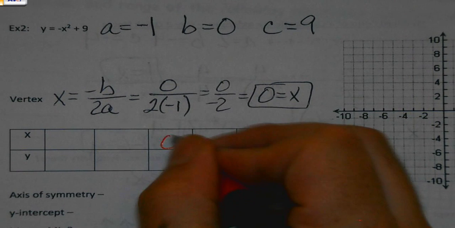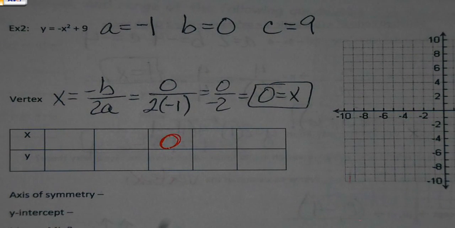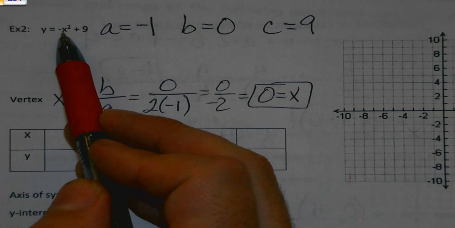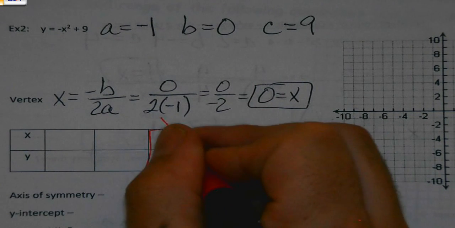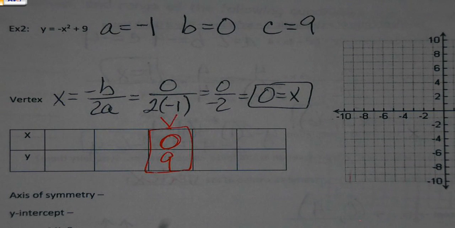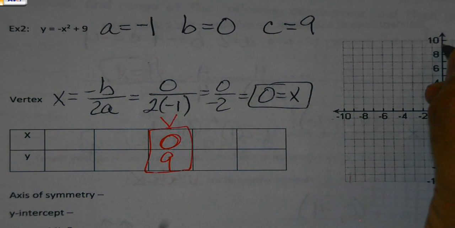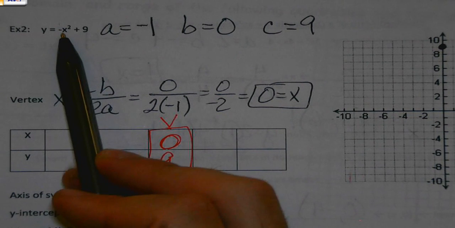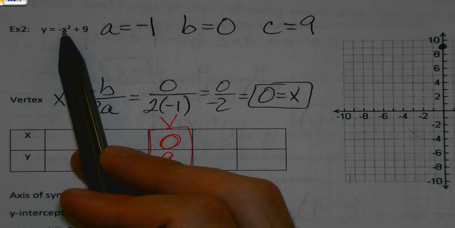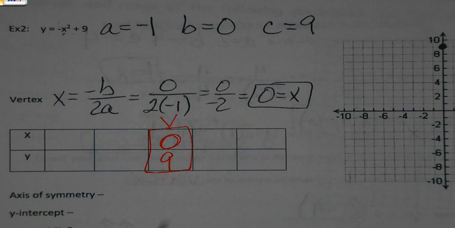So, that's 0. In this case, I'm not even going to bother with the calculator because I can handle this one on my own. 0 squared is 0 plus 9 is 9. Okay. So my vertex, I just plugged in the 0 in there for x. So 0 plus 9. Yep.